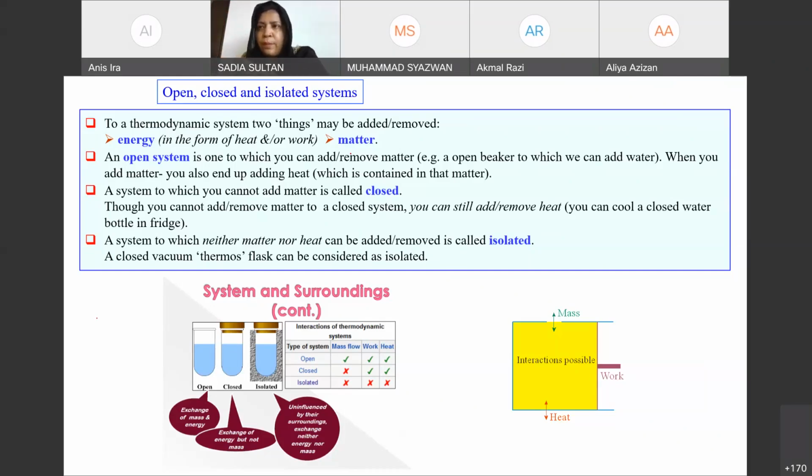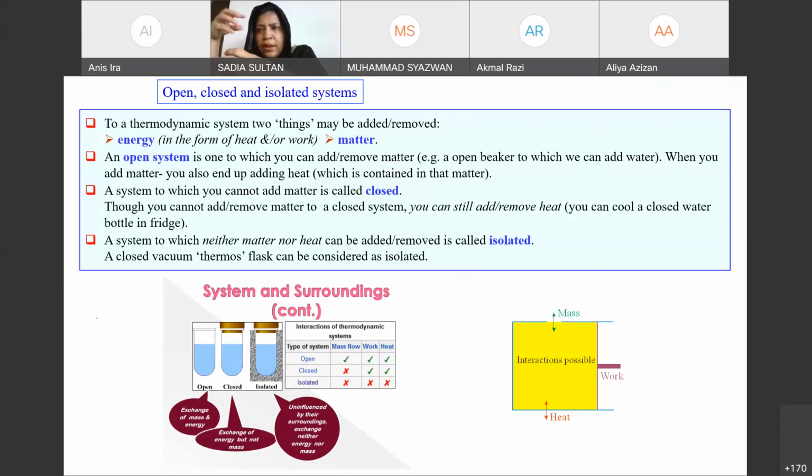You have half a cup of tea, you add more tea inside. So either you add or you drink or remove, same. Okay. So two things from the system, either energy or matter. An open system is one to which you can add. If it is open, your cup of tea is open, right?